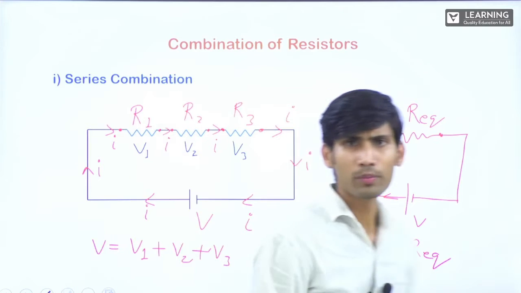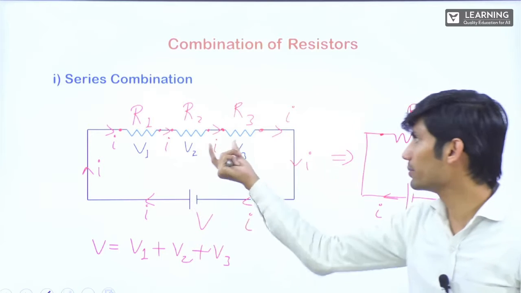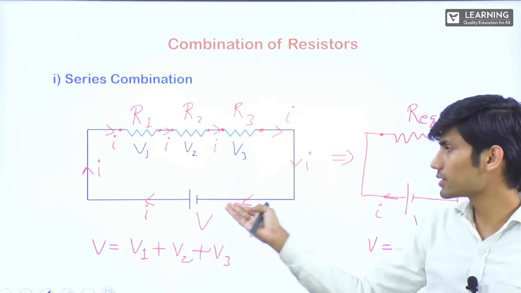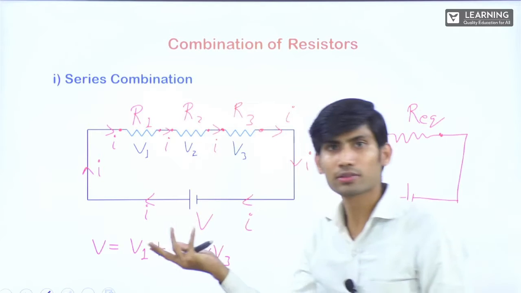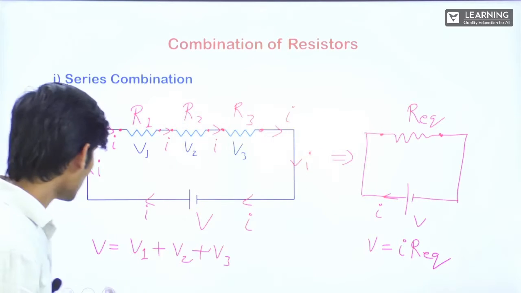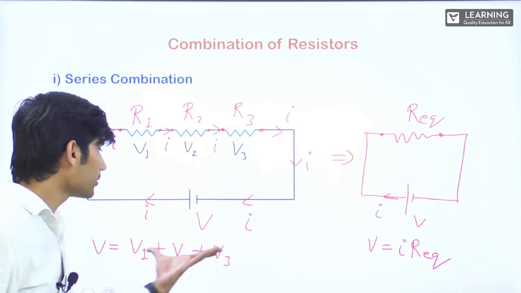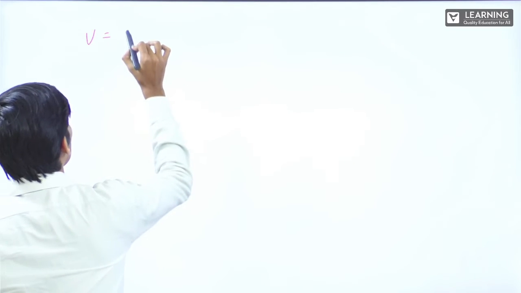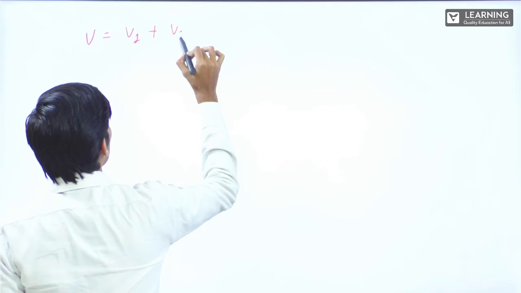This we already know: however much voltage will be distributed here, the sum of all these three voltages will be equal to the battery, because that is the potential difference the battery is providing. So total potential will be V1 plus V2 plus V3.